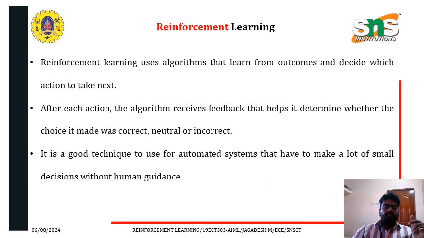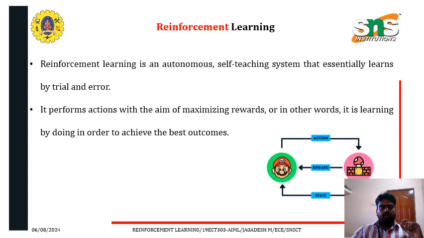Reinforcement learning uses algorithms that learn from outcomes and decide which action to take next. That means after each action, the algorithm receives feedback that helps it determine whether the choice it made was correct, neutral, or incorrect. It is a good technique for automated systems that have to make a lot of small decisions without human guidance. Reinforcement learning is an autonomous, self-teaching system that essentially learns by trial and error.